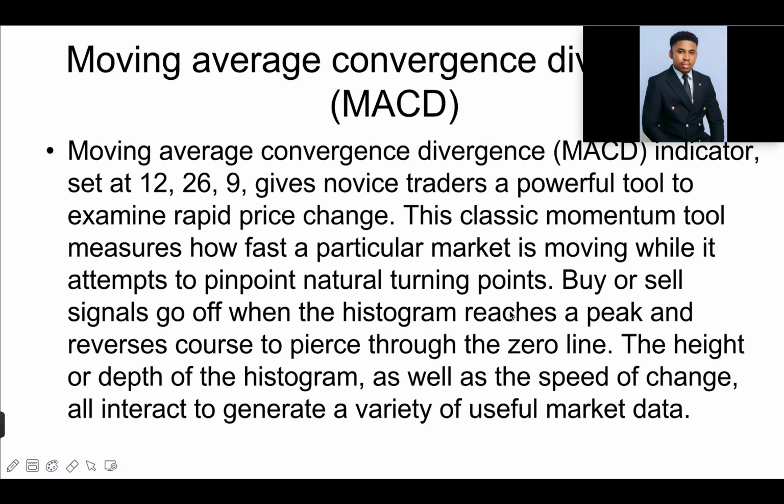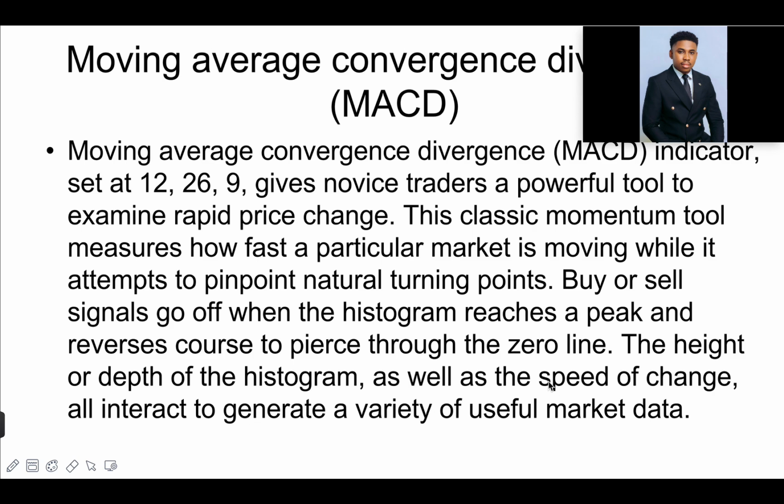Now let's talk about the moving average convergence divergence, or the MACD. The moving average convergence divergence indicator is usually set at 12, 26 and 9, and it gives novice traders a powerful tool to examine rapid price changes. This classic momentum tool measures how fast a particular market is moving while it attempts to pinpoint natural turning points. Buy or sell signals go off when the histogram reaches a peak and reverses to pierce through the zero line.